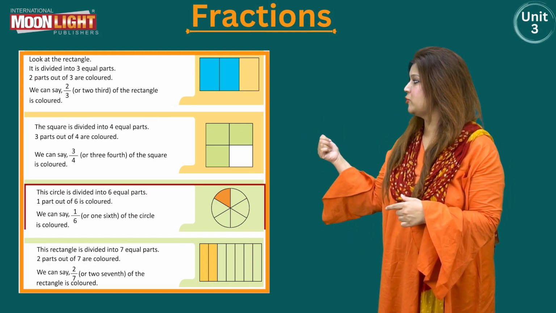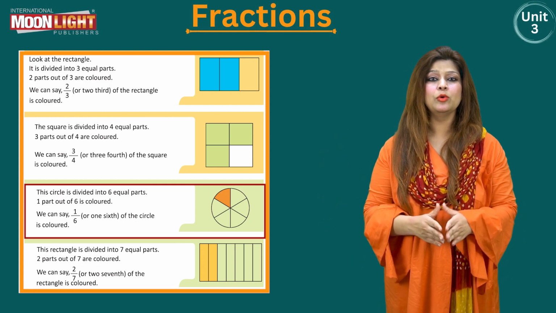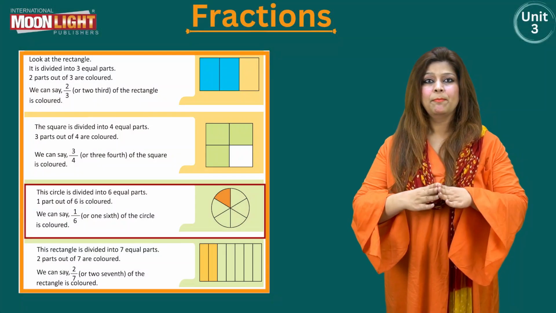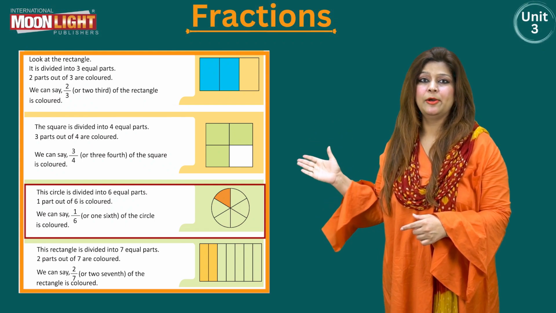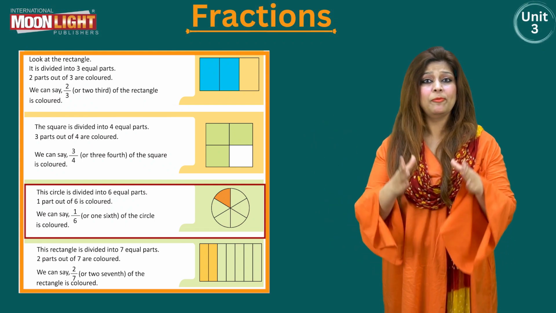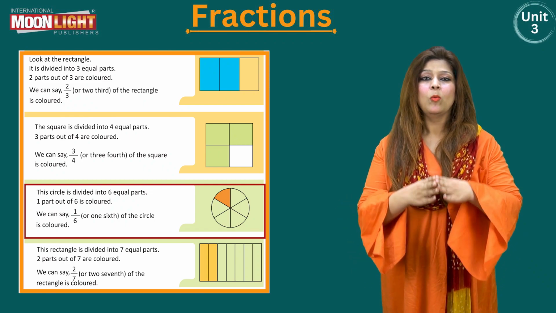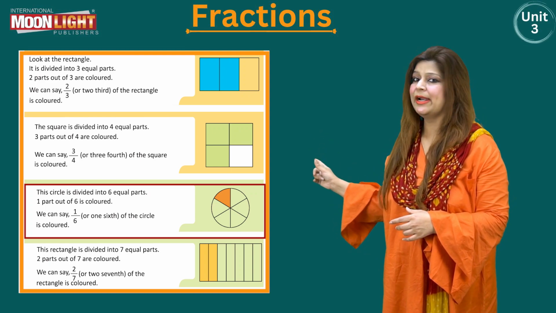Now you can check one more example. This is a picture of a circle. This circle is divided into 6 equal parts. How many parts are colored? You can see one part is colored only. So first I can say that out of 6 parts, 1 part is colored. So I can write it down as 1/6.